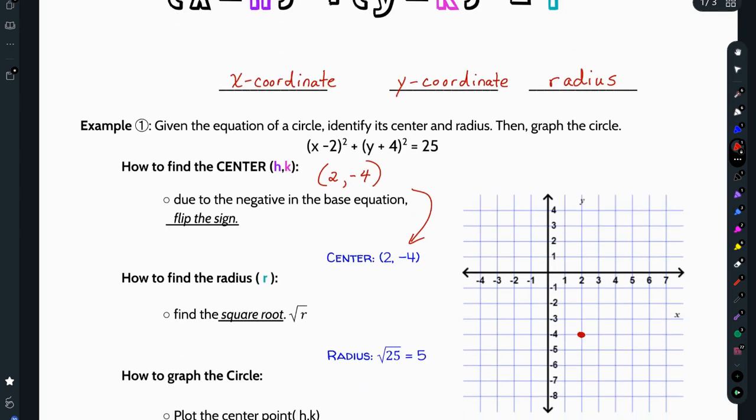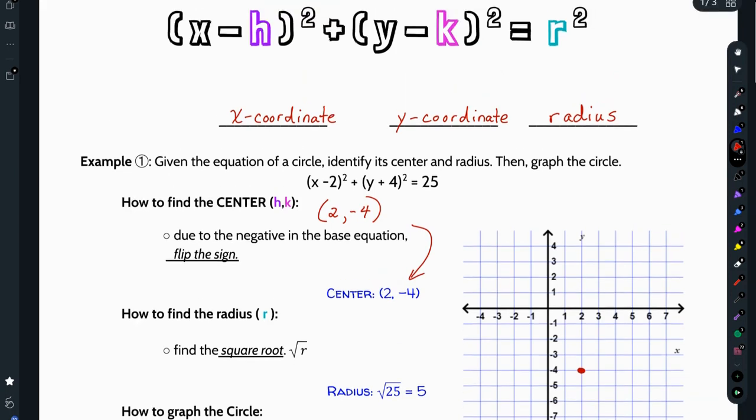Now, in order to find the radius, notice in the general form of the equation of a circle, on the end is radius squared. So we have that 25 is equal to the radius squared. And of course, to undo a square, we're going to take the square root of both sides. So we get the radius is equal to 5.